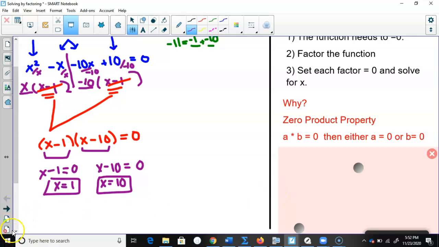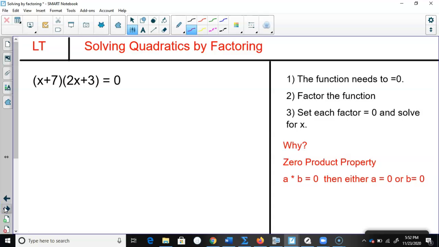All right, let's look at another one. Okay, so when we're looking at this next one here, this is what I call a jumping for joy problem. What's nice about this problem, step 1 and 2 are done. We've already have the function factored for us. So all we have to do with this one is we set x plus 7 equal to 0. And we set this factor equal to 0, 2x plus 3.